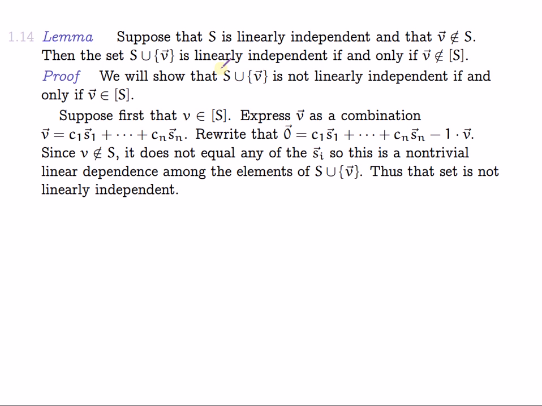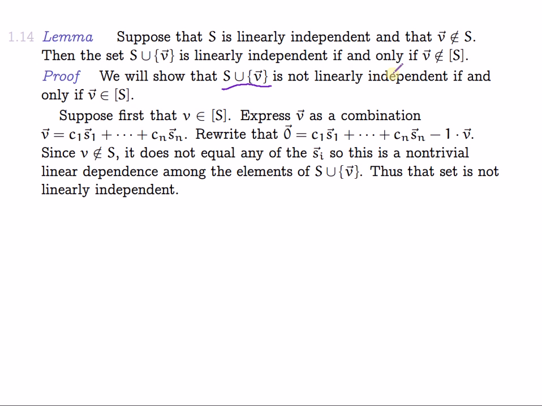So let's see. We will show that S union V is not linearly independent if and only if V is in the span of S. All right, now notice that this statement here is logically equivalent to this one. We have implication two ways here. The statements here are the contrapositives of the statements here. So they're logically equivalent.